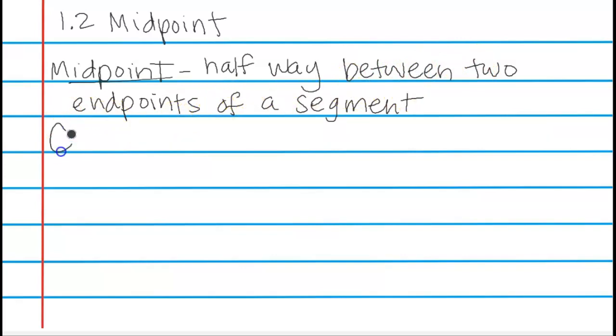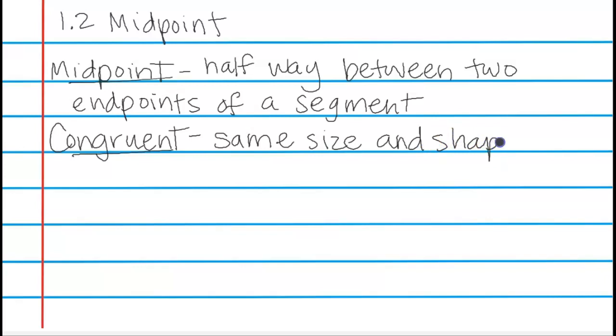All right, next we are going to define a new word called congruent. And congruent means the same size and shape, both. Same size and shape. And we do have a symbol that we use for congruent. It is an equal sign with our tilde symbol on top. In math, we like symbols because they allow us to write shorter statements with less writing.